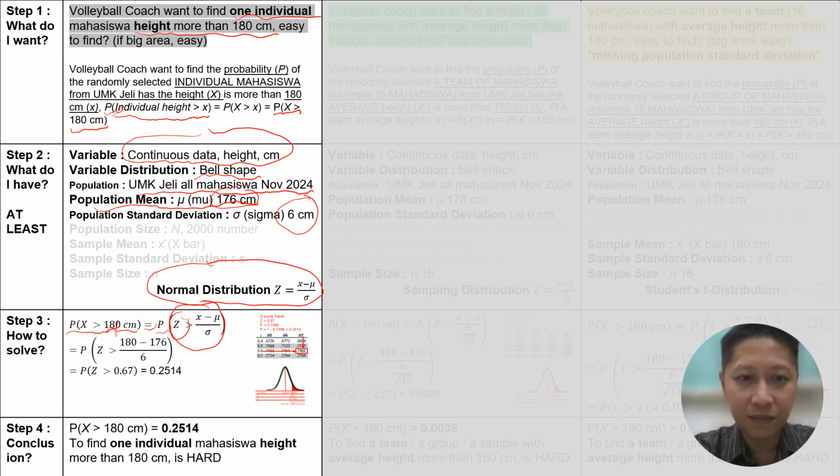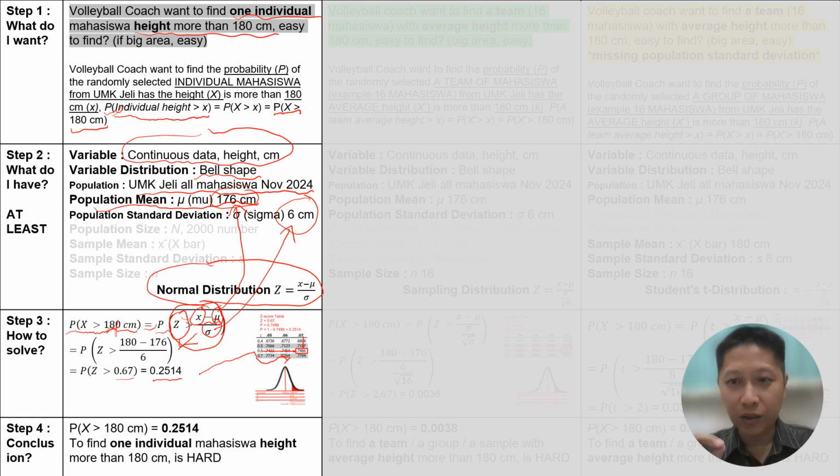I want to find the Z. X is what I want, 180 cm. Mu is the average, 176 cm. Sigma is the standard deviation, 6 cm. So plug everything in, and we rewrite it, and the simplified number is Z is greater than 0.67. Then how can we get the 0.2514? That is to use the Z table. We get it from the Z table here.